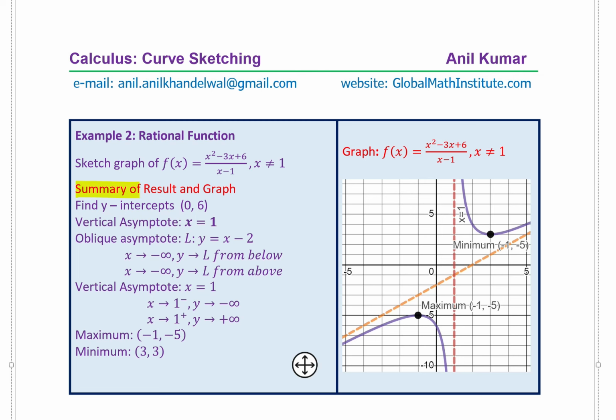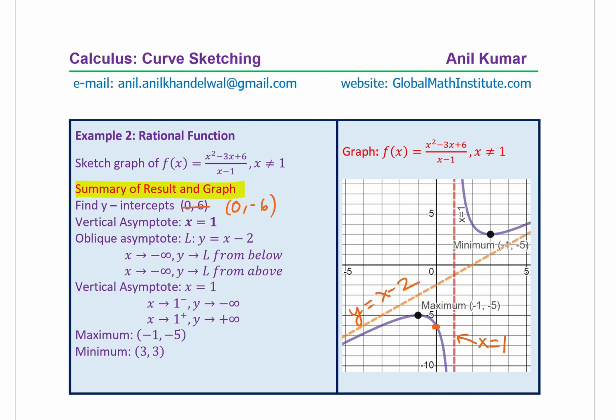So here we have the summary of the results from all the calculations we just did. We know that the y-intercept is at -6, the point (0, -6), clearly shown here. And we have a vertical asymptote right there at x equals 1. We have a straight line which is the oblique asymptote, and its equation was calculated as y equals x minus 2, so the line has a y-intercept at -2.